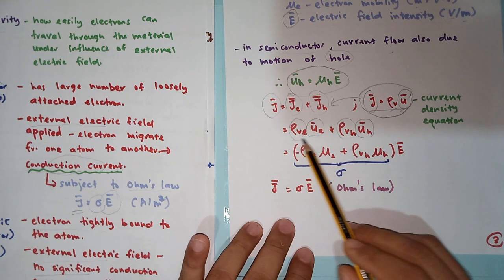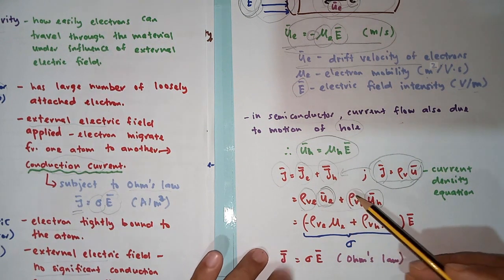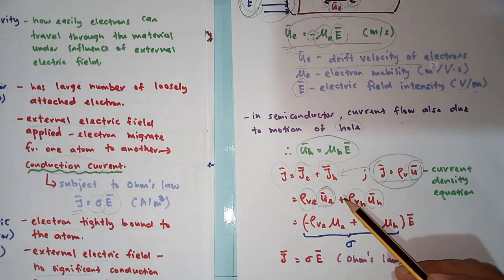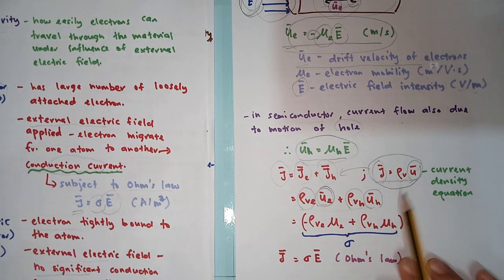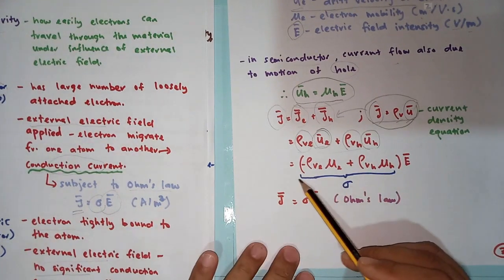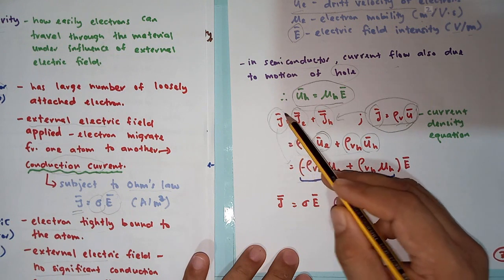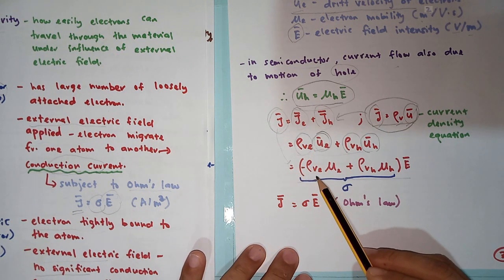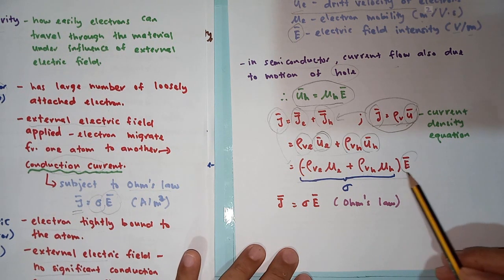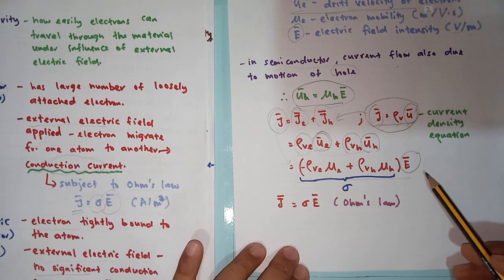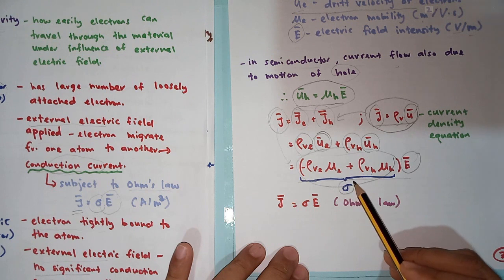If we rearrange this equation, and replace the drift velocity for each electron and hole with the equation that we derived just now, then we will have this equation. This time our vector J, or our vector current density, is equal to minus rho VE mu E plus rho VH mu H, multiplied by the vector E. This expression we know as the conductivity.